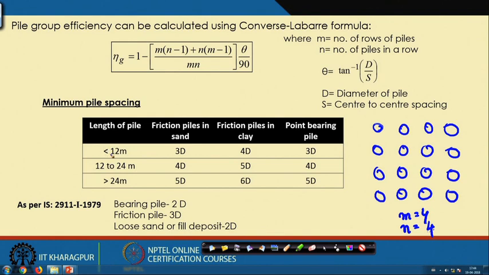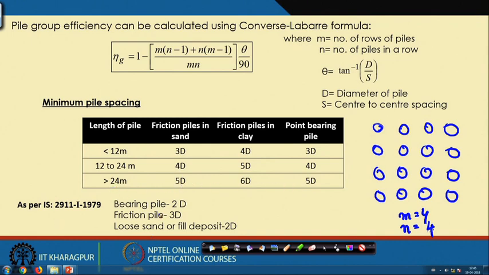If your pile length is greater than 12 meter, then friction pile, that is in sand, it is 3D, friction piles in clay is 4D and point bearing pile is 3D. I have mentioned what is friction pile, that is most of the majority of the contribution due to the friction, and the bearing pile majority of contribution due to the bearing. And if it is 12 to 25, this is the recommendation, more than 24, this is the recommendation.